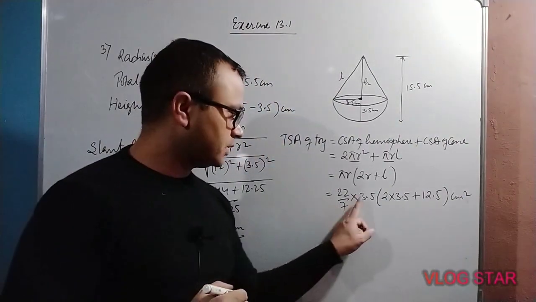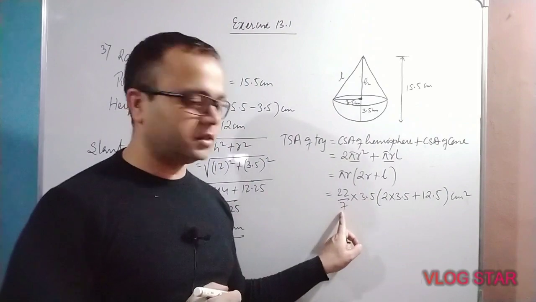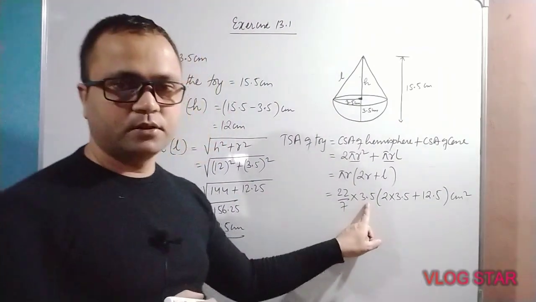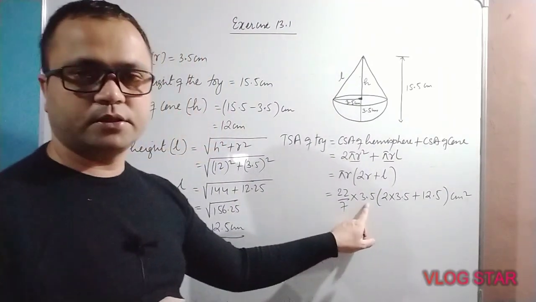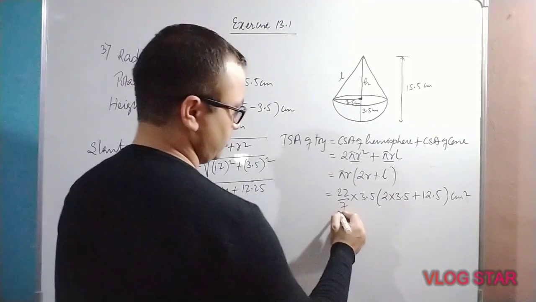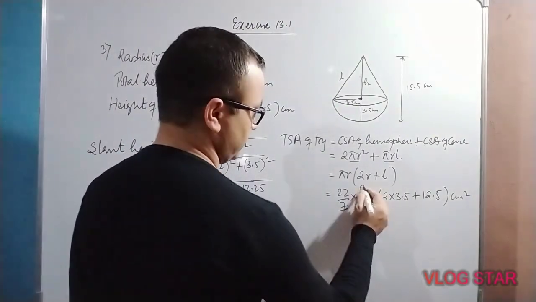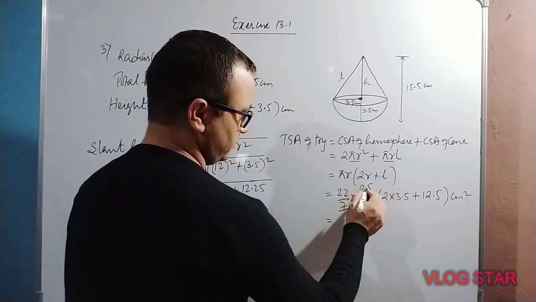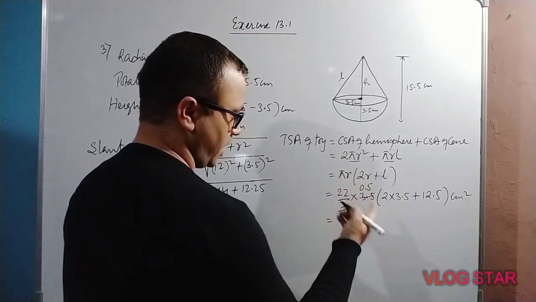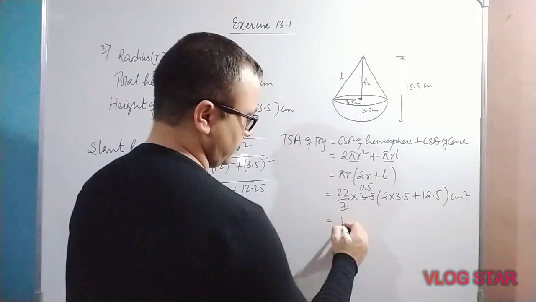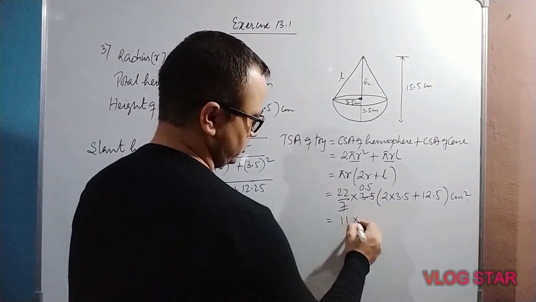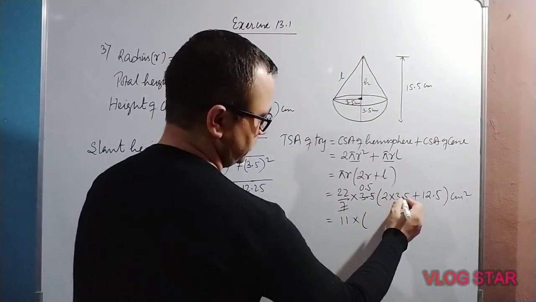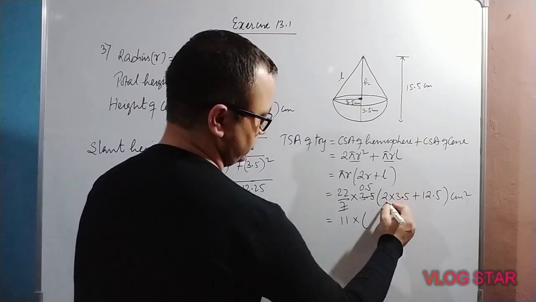Now we can quote this 3.5 into 7, because 7 into 5 is 35. So 7 into 0.5 is 3.5. Now 22 into 0.5, and 0.5 means half. 22 into half is 11, into, now 2 into 3.5 is 7, because 35 into 2 is 70.